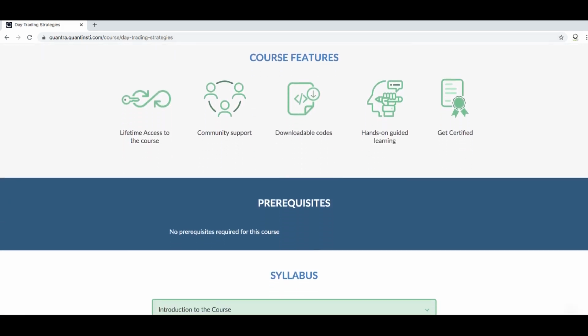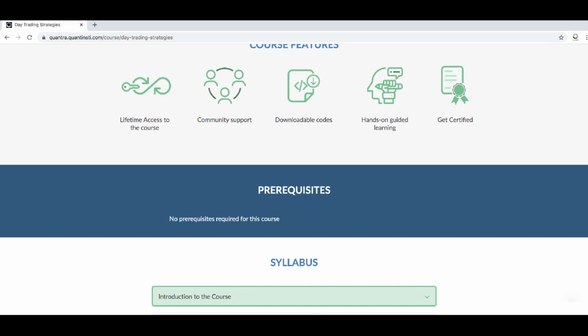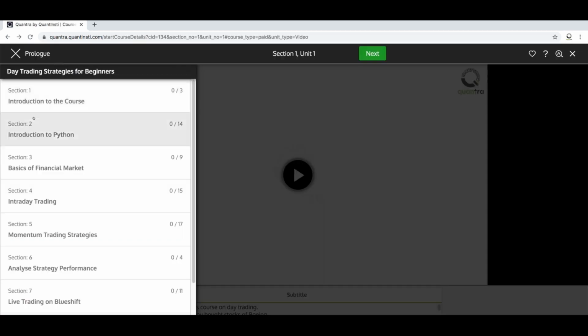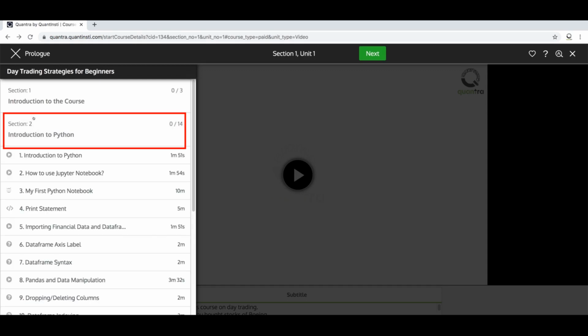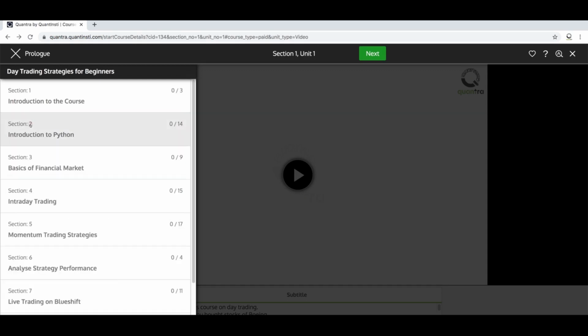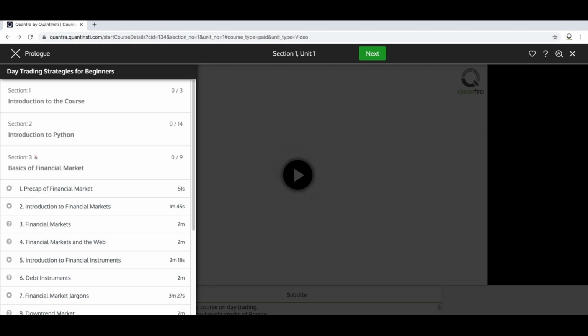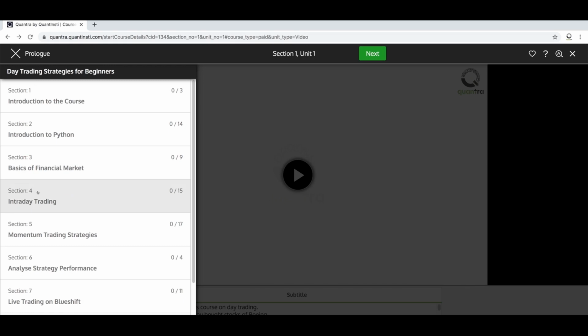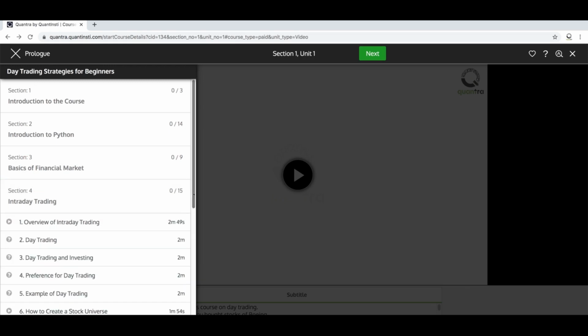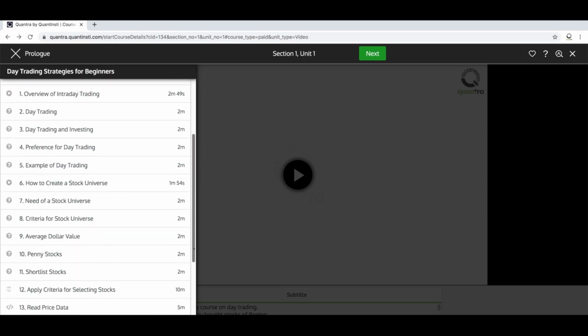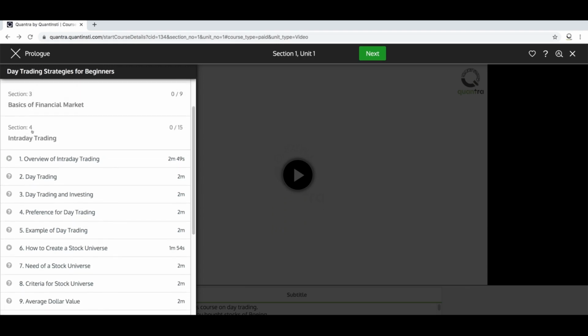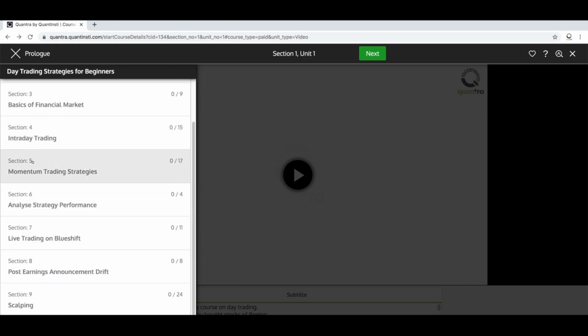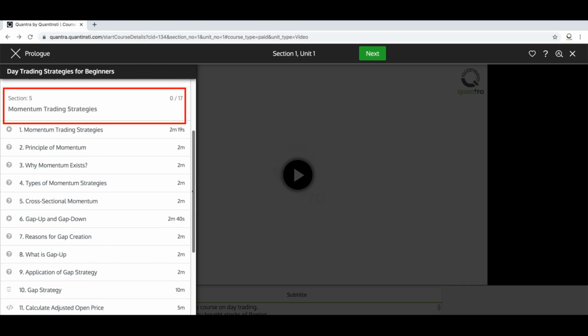This course is perfect for beginners, who are new to Python, which is a popular programming language, and new to trading. I first brushed up my Python skills and revised essential jargon in financial markets. Then I learned about intraday trading, how to select stocks for trading, and one of the most popular strategy techniques, momentum trading.